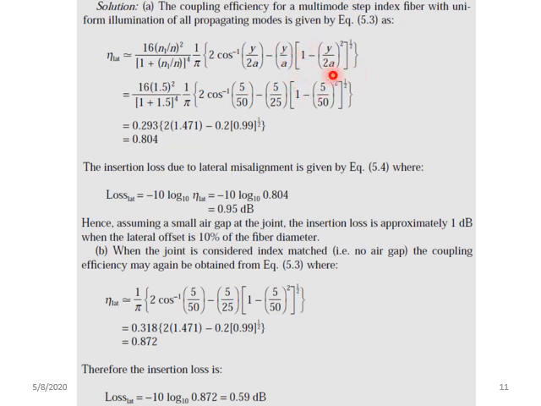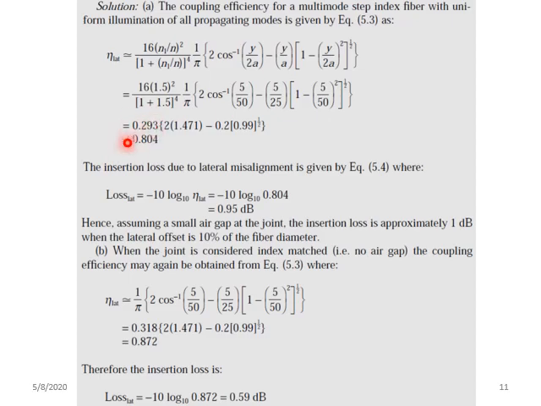Oh sorry, (1 minus (y by 2a) whole square) whole to the power half I just need to be considered. So here, just substituting the value. I said y is equal to 5 micro and a is 25 micro as the given information, and n1 is 1.5. If suppose I used index of air is considered, then n is equal to 1. So with that substitution I will get neta lateral is equal to 0.84.